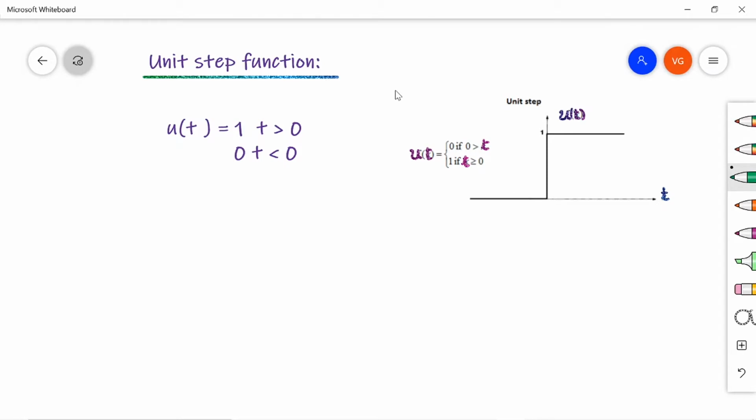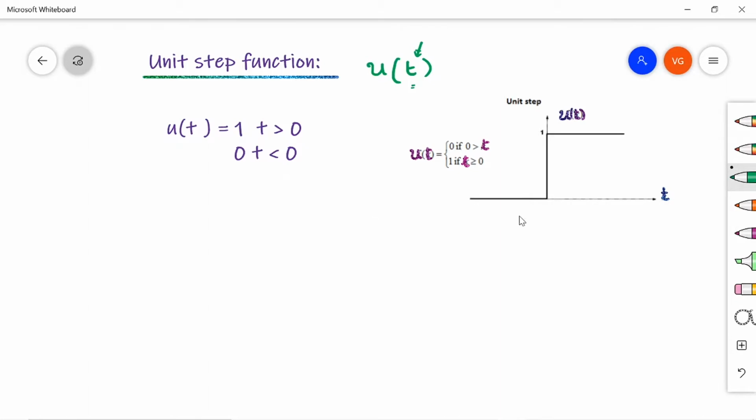Generally, unit step signal is represented with u of t. Why t? This is because of continuous time signal. So, if it is a discrete time signal, instead of t, we will write n. So, u of t represents the continuous unit step function. So, u of t is defined as u of t is equal to 1 for t greater than 0 and u of t is equal to 0 for t less than 0.